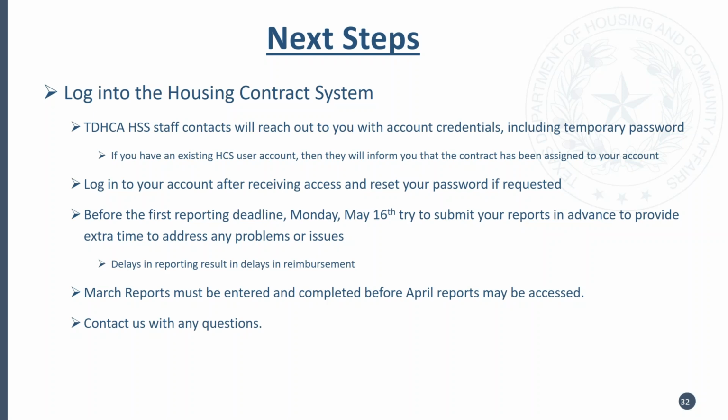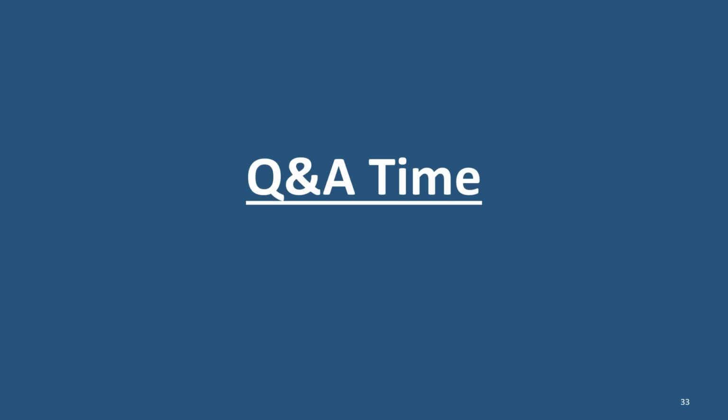Remember that delays in reporting will delay your reimbursement, so they're tied together. Before a draw for a future month can be approved, all of your draws for the preceding month need to be approved and entered. So if you wanted to draw for an April report, then March report draws have to already have been approved, right? So if we're really delayed in reporting, then it's going to also affect future draws. The final thing is to contact us with any questions you may have. And with that, question and answer.